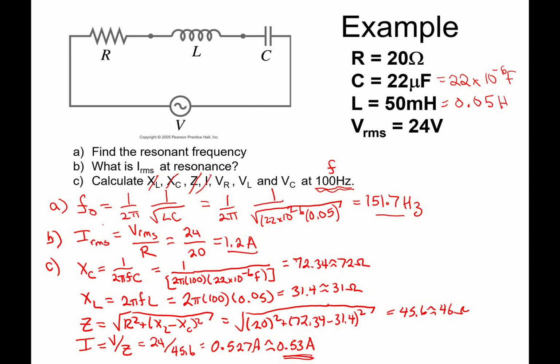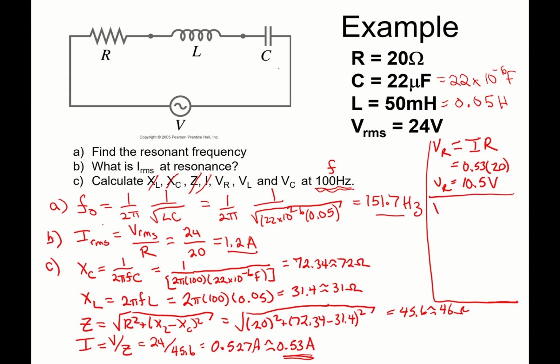All right. So next thing is, what's VR, VL, and VC? The voltage on the resistor is just the current times the resistance. So I know my current is 0.53 times my resistance, 20 ohms. So VR is 10.5 volts.